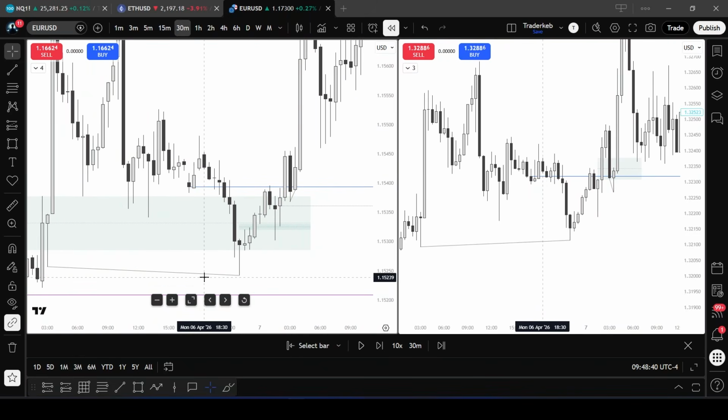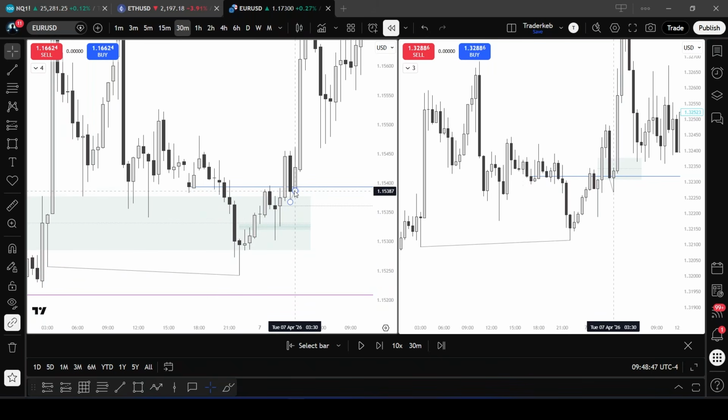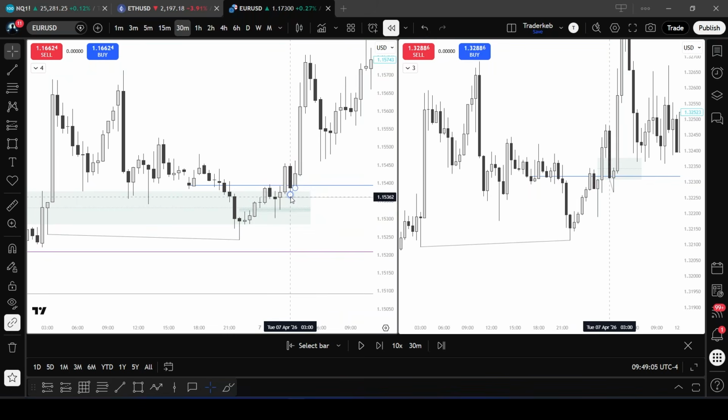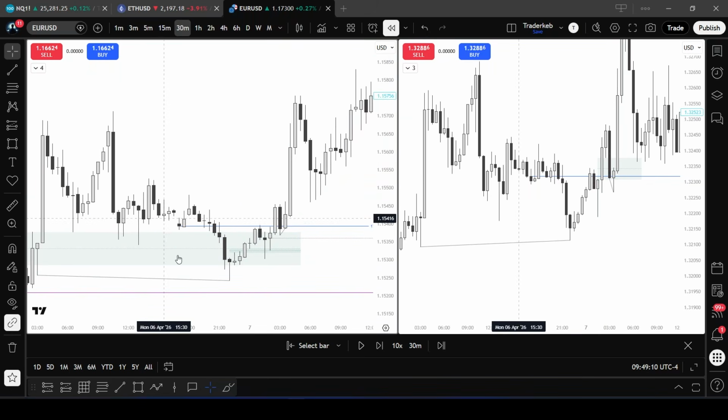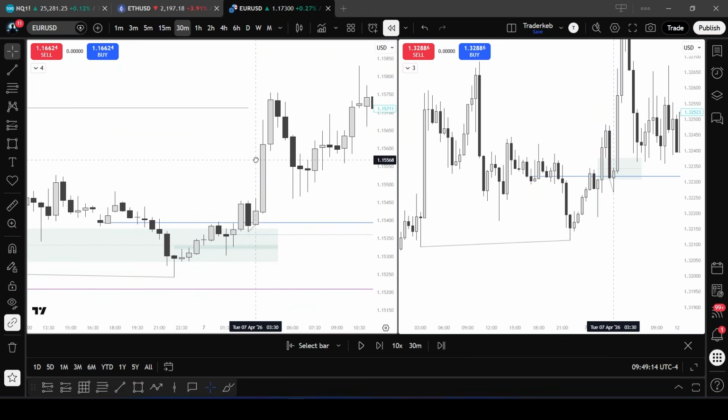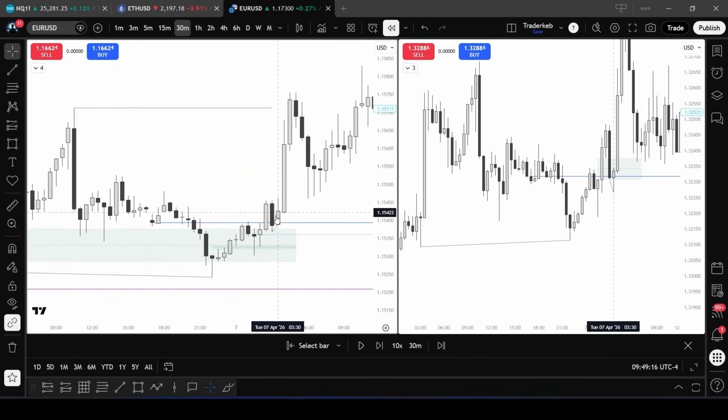So this asset, that was once the weaker asset, momentarily switched strength to become the stronger asset or the stronger pair. You see that after the strength switch, that is where we had that huge delivery into our draw on liquidity. You see that? We only had that delivery into our draw on liquidity after the strength switch.